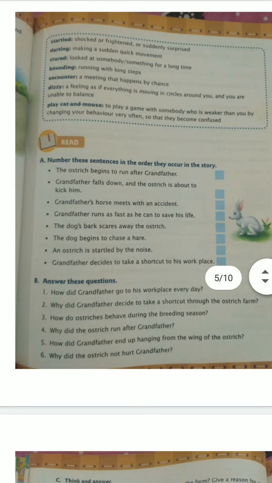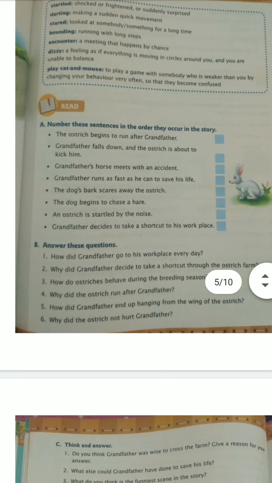Secondly, there are the question answers that are related to the story. There are some questions that are asked from us that are related to the story. We have to read the question, understand it, and then write the answer according to the story that we have heard or read.